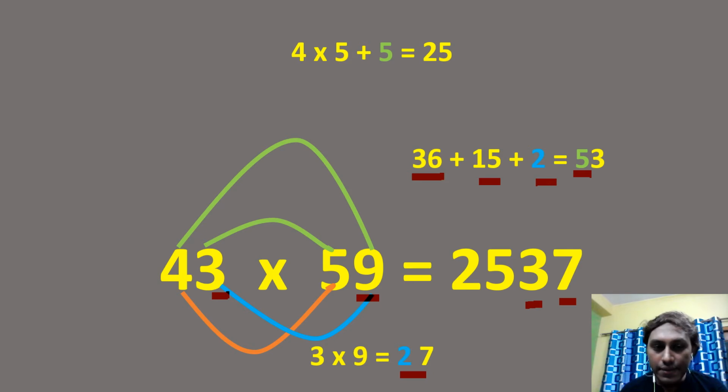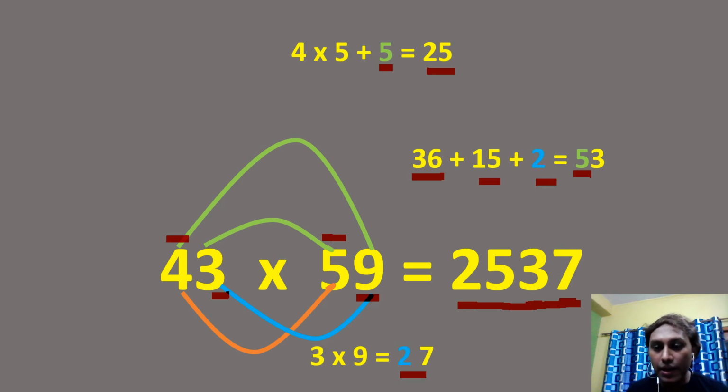And the next step is to multiply the tens place, 4 and 5. Look at this orange line. 4 into 5 is 20, and the carry from the previous step is 5. So the answer is 25, so you write 25. The answer must be 2537. Guys, now it is taking more than 5-10 seconds.